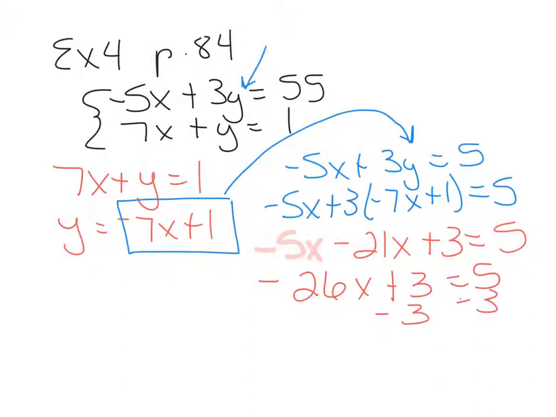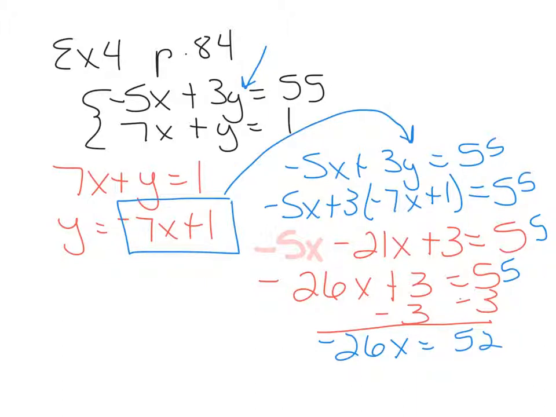Subtract the 3. We get negative 26x equals 2. And I'm just realizing right now that I wrote this all incorrectly. I don't know if you caught it at the top. This should be a 55 here. So I'm going to go back and make this 5 into 55. This should not be a big deal. It changes that this 2 should not be a 2. It should be a 52. All right, that makes a lot more sense. I'm sorry I made that mistake. I hope that didn't confuse anyone.